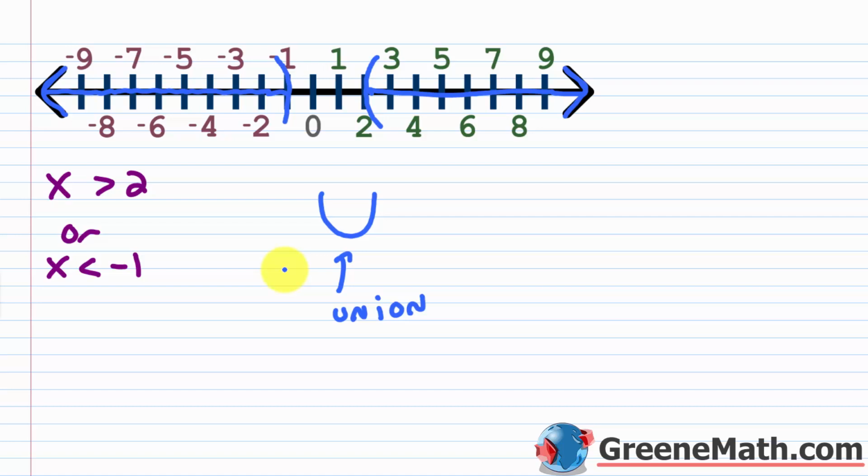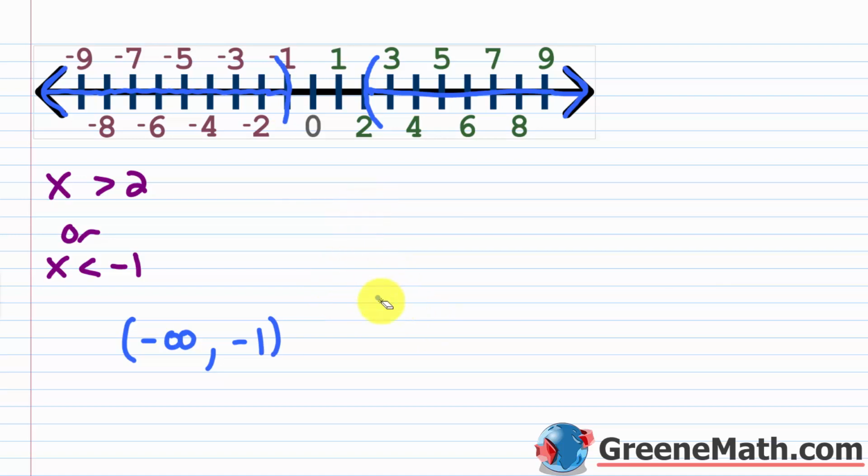So what I'm going to do is say that x can be from negative infinity up to and not including negative 1. So that's the first solution here. That's this one right here, the one coming from the left, coming from negative infinity up to but not including negative 1. So I'm always going to put that on the left because it's on the left in the number line, right? And then I want to use my union symbol.